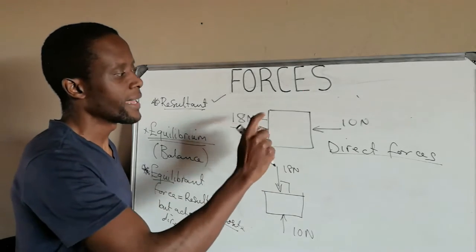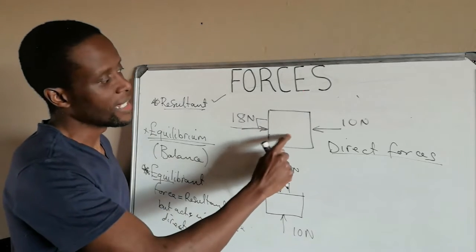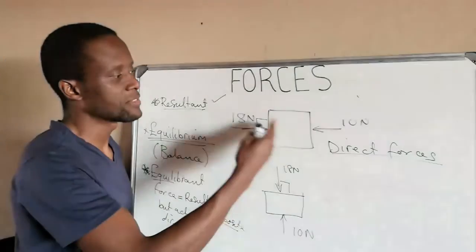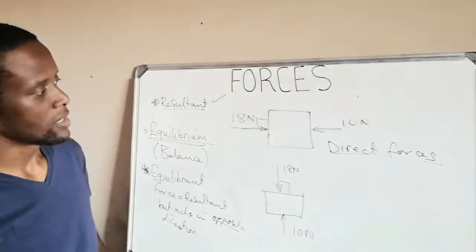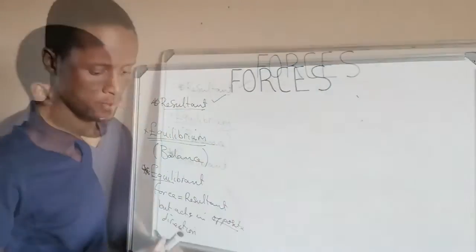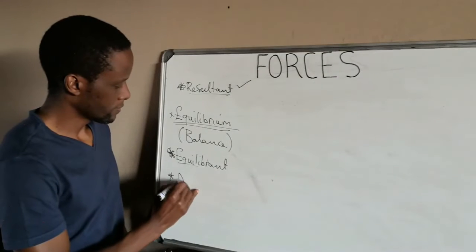If we add 8 newtons to the left onto this object, then it will be balanced. So 8 newtons to the left, that's the equilibrant of these two forces. Okay, direct forces.